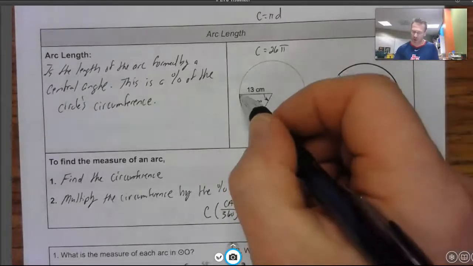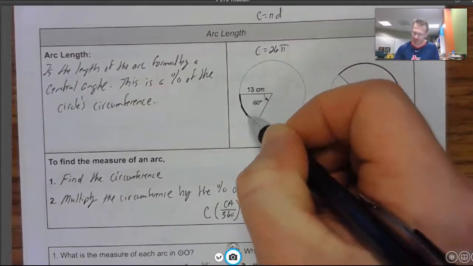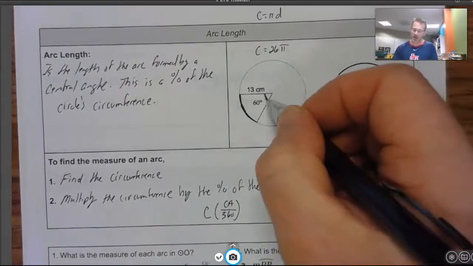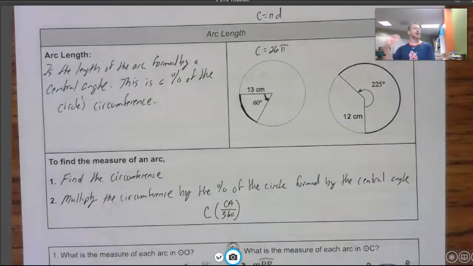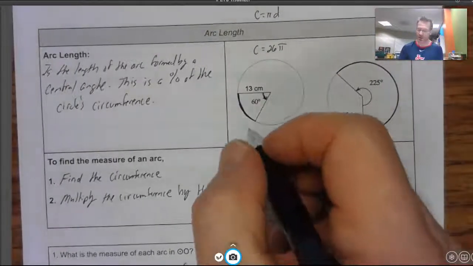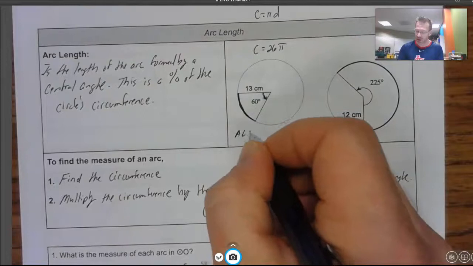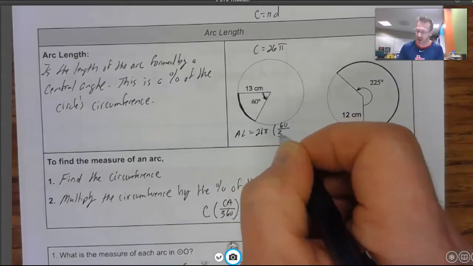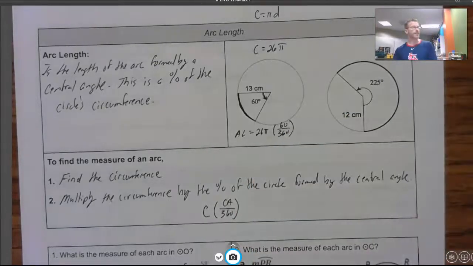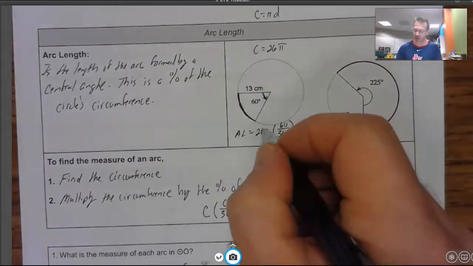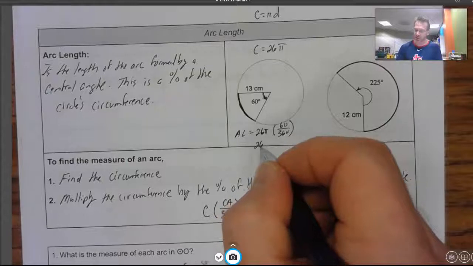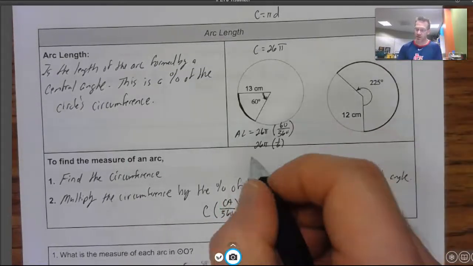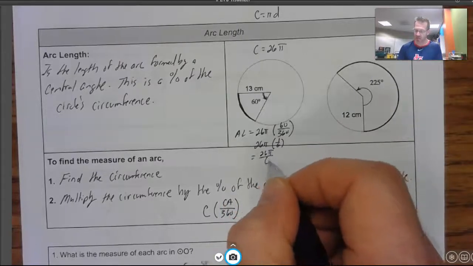But notice, I'm only traveling this far. So what percentage of the circle is that? Well, I only went 60 degrees here, so I only went 60 out of 360 degrees. So my arc length would equal the circumference, 26 pi, times 60 out of 360. And 60 over 360 is just 1/6, so this would be 26 pi over 6.